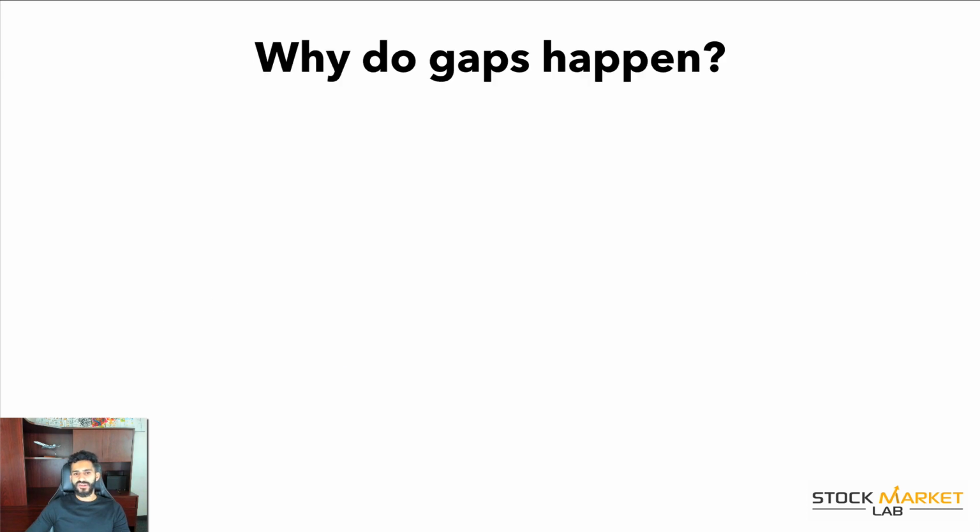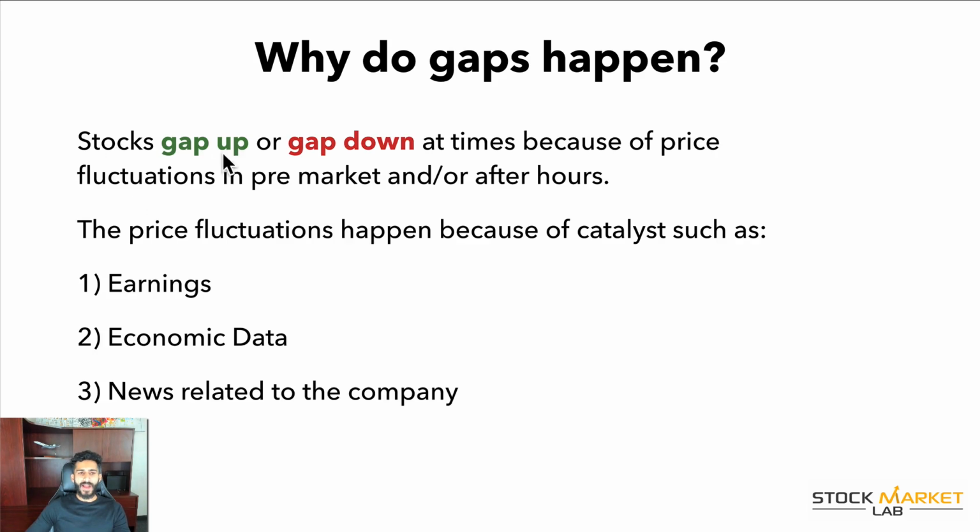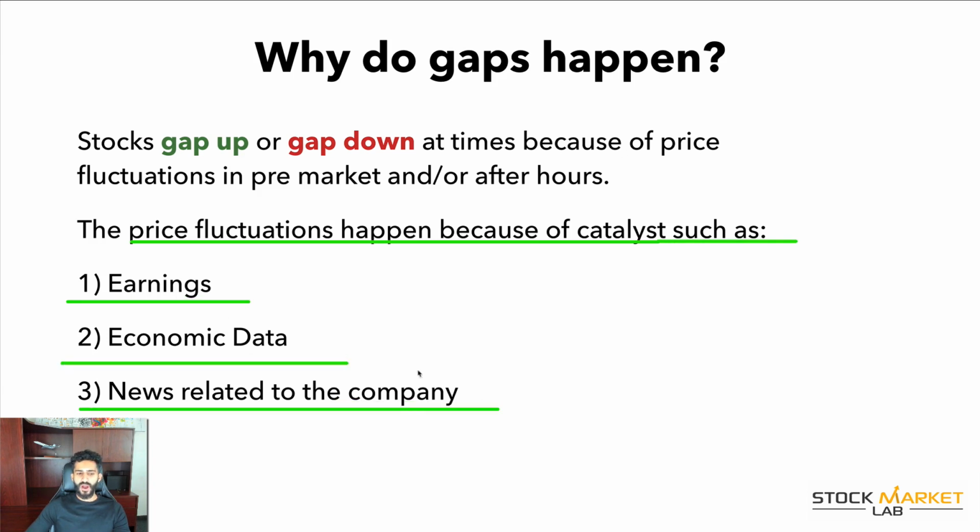Now, the question people have is, why do gaps happen? What causes gaps? Stocks gap up or gap down at times because of price fluctuations in pre-market or after hours. For example, the price fluctuations happen because of catalysts such as earnings, economic data, or any news related to the company. Any of these three causes a stock to, at times, either gap up or gap down.